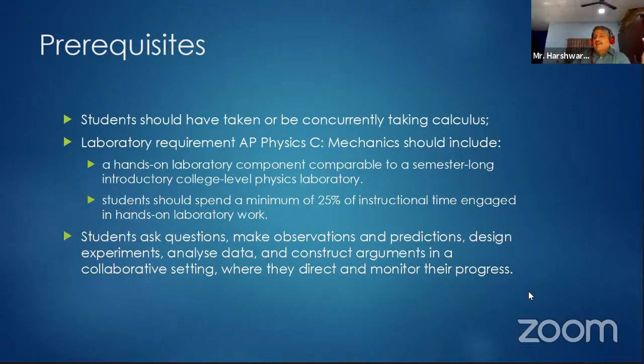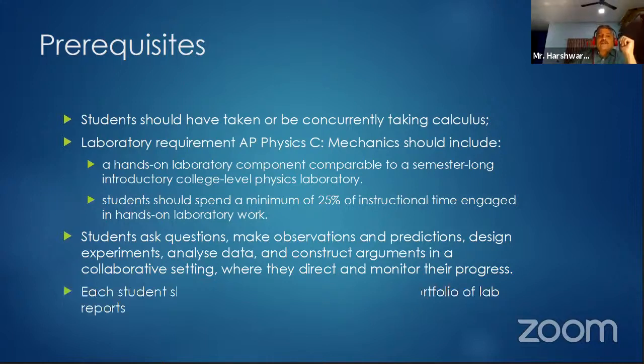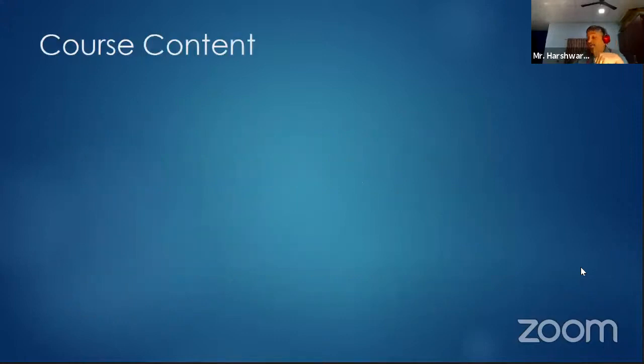Students ask questions, they make observations, predictions, design experiments, analyze data, and construct arguments in a collaborative setting where they direct and monitor their progress. Now, this is all with reference to physics as a fundamental science. So these are the attributes that the College Board looks to develop in the students by way of pushing forward this AP Physics C course. Each student should complete a lab notebook or portfolio of the lab reports, as I've already mentioned.